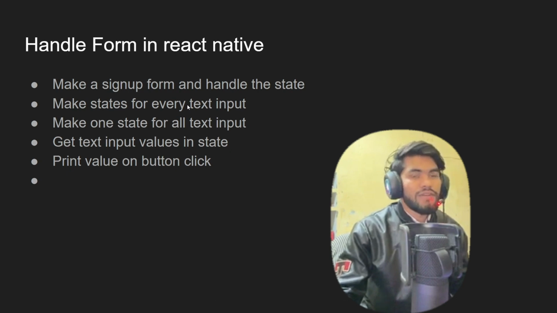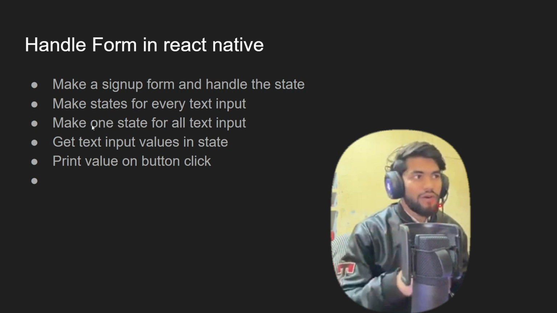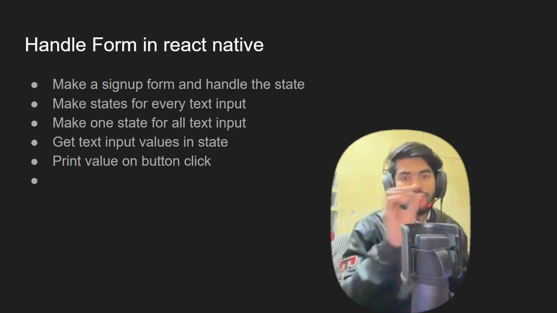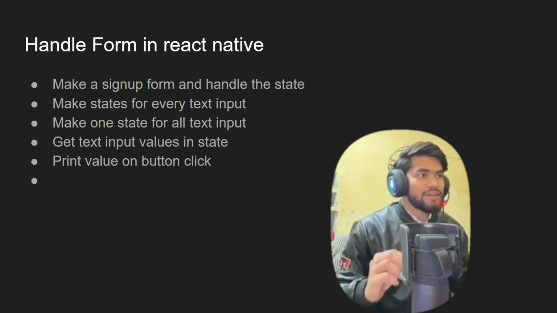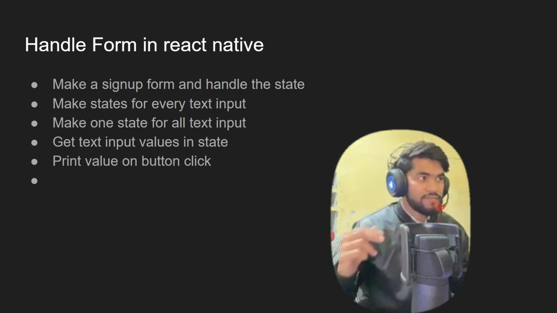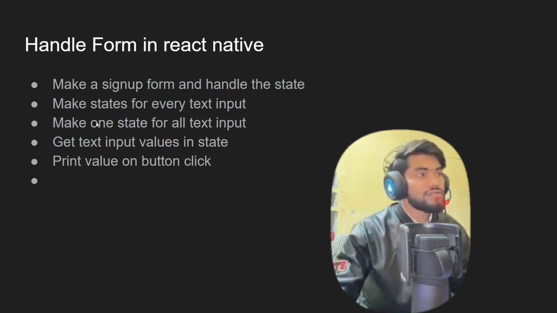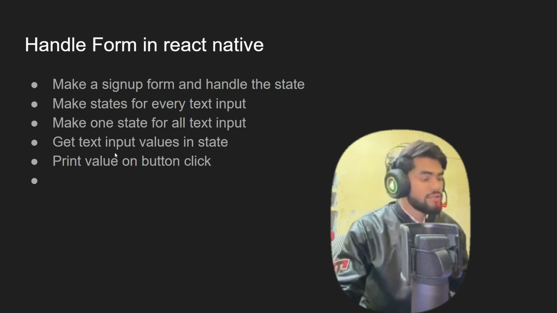We will create a sign up form and handle the state. First, we'll make every text input have its own state, and after that we're going to create only one state for all the text inputs, meaning we have only one user state, the data, and inside that state we have name, email, and password. We're also going to see how to get text input values into state, and print whatever the user submits. So let's get started.